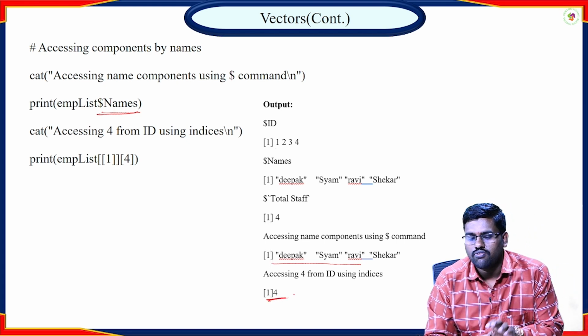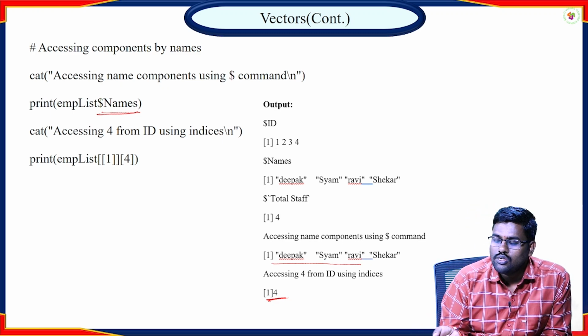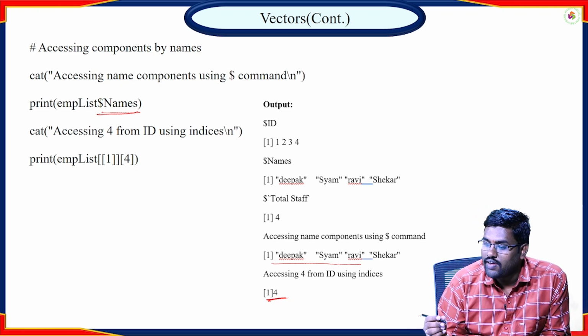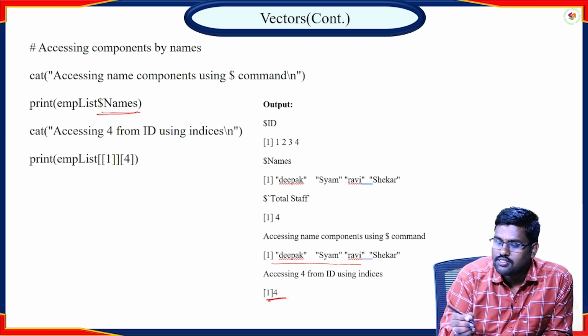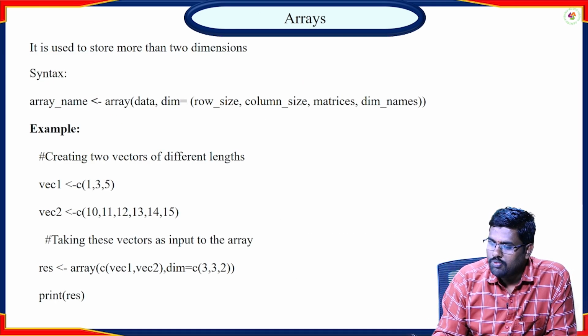That's why we need to name, and we need to retrieve the values based on our indexes. And based on our particular value, all the values will be retrieved by using these vector names. Arrays. Arrays are also used to allow only homogeneous data values.